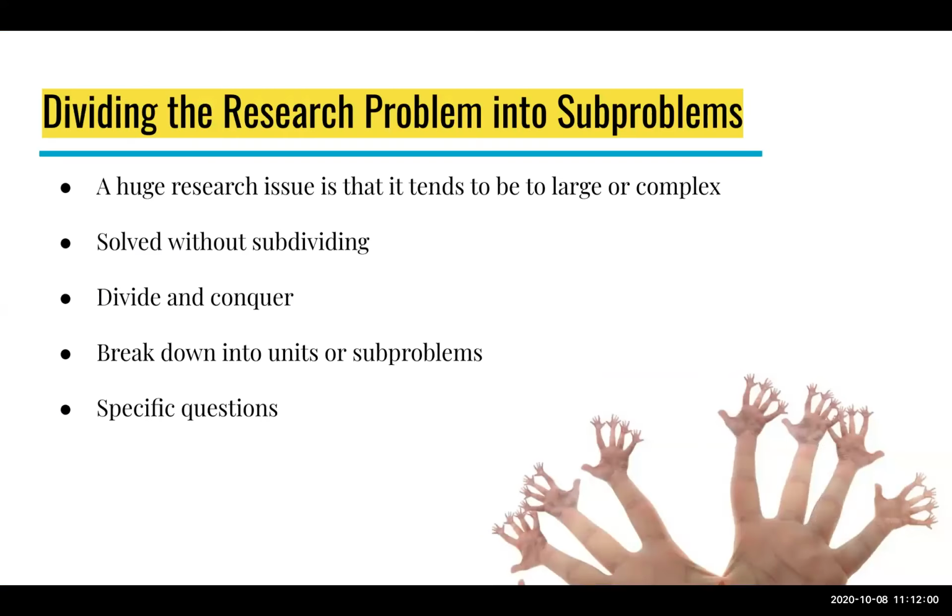Next is dividing the problem, your research problem, into subproblems. Most research problems are too large or complex to be solved without subdividing. A good strategy then is to divide and conquer among your group. Almost any problem can be broken down into smaller units or subproblems, sometimes in a form of specific questions that are easier to address and resolve.